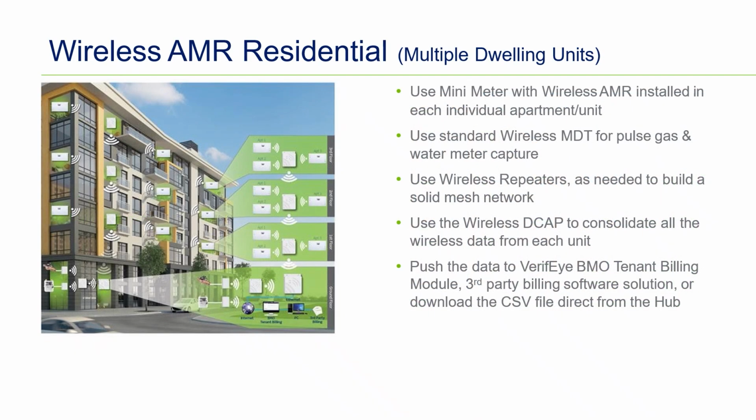These systems use mini-meters with wireless AMR installed in each individual apartment or unit. The same wireless MDT works with pulse, gas, and water meters to capture their data. Use wireless repeaters as needed to build a solid mesh network. Use the wireless DCAP to consolidate the wireless data from each unit. The DCAP will push the data to VerifEye BMO Tenant Billing Module, a third-party billing software solution, or users can download the CSV file direct from the hub.